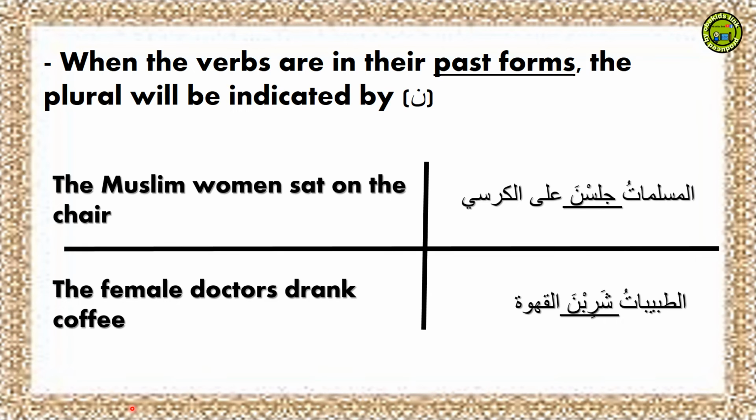When the verbs are in their past forms, the plural is indicated by noon. Al-muslimatu jalasna ala al-kursiyyi. The Muslim women sat on the chair. At-tabibatu sharibna al-qahwata. The female doctors drank coffee. So the past feminine plural here are jalasna and sharibna.